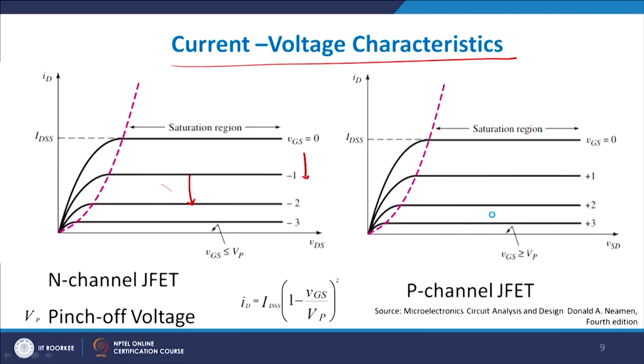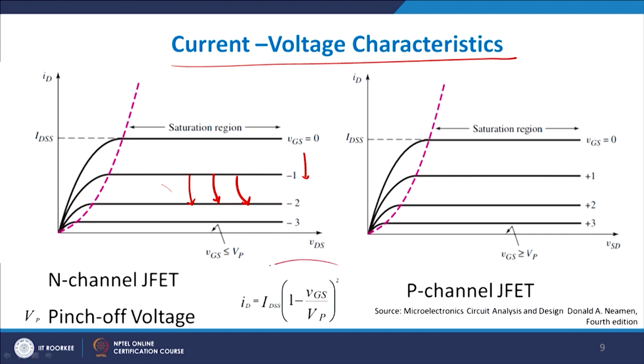In the saturation region, as the gate to source voltage becomes more and more negative, the current starts to drop down, and we define a pinch off voltage: the gate voltage at which the current goes to 0 is defined as my pinch off voltage, exactly the same definition which we saw for a MOSFET threshold voltage, right.